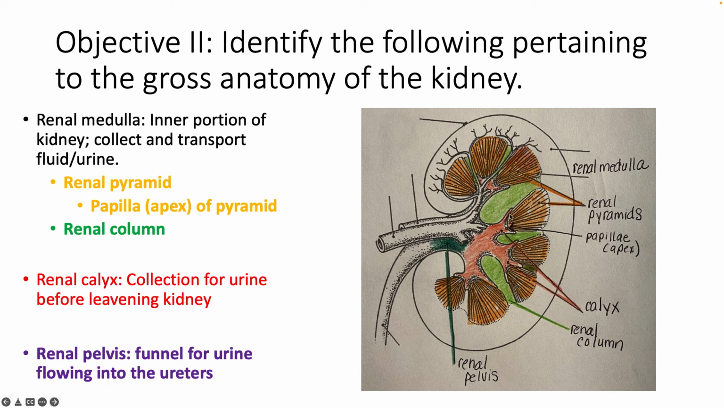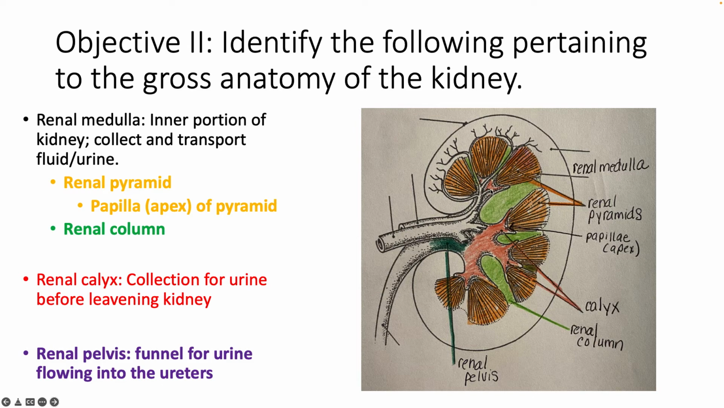Objective 2 continued. We're talking about a series of flow here. So we entered via the renal artery, then we went to the cortex, and now that we're in the cortex, we can enter the medulla. And this is where the collecting ducts are going to be. So the medulla is going to be characterized by these triangle-shaped pyramids. So these are called renal pyramids. And the point at which the pyramid comes to is called the apex. It's just like we have the apex of the lung and the apex of the heart. This would be the apex of the renal pyramid that enters into the calyces.